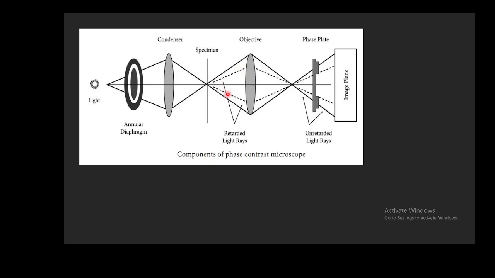Now this retarded light and the unretarded light will hit this objective lens, and from this objective lens it will go to the phase plate. So this retarded light, there won't be any difference to this retarded light. It will not pass through the phase plate, but the unretarded light will pass through this phase plate and will retard this light, and that's how the phase shift is going to be created and the image is going to be produced. So let's understand this in a better way.